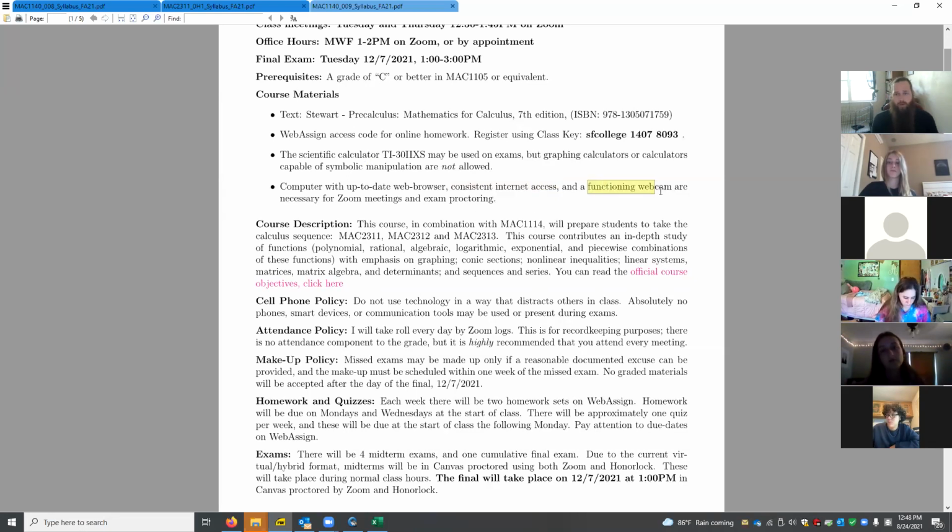Other things you're going to need, got to have a working webcam. Obviously, it's not necessary that you have your camera on today, but for the exams, you will need to have your working webcam. That's for Honorlock. The other thing you're going to need that's not listed here is a smartphone, and I know you all have one. But if you don't have a smartphone, I can help you get a hold of one for the days when we will need it.